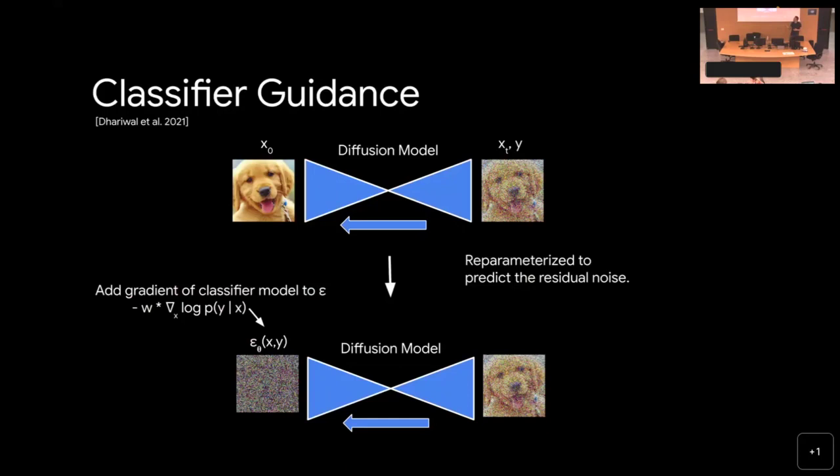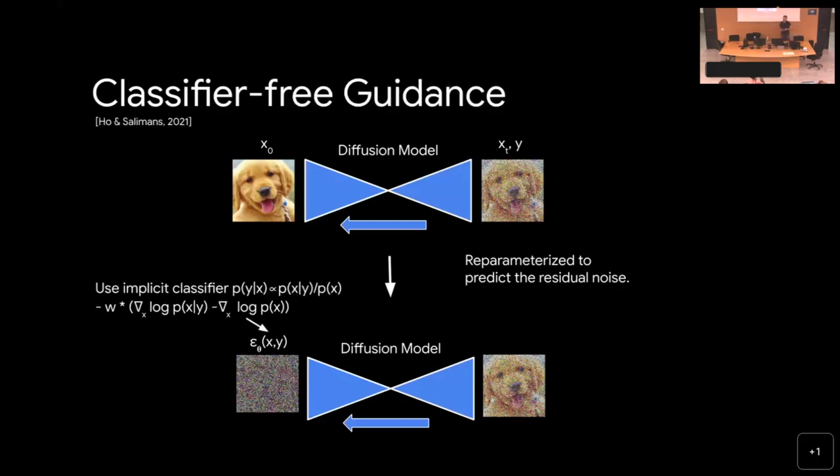So we have a classifier model that takes in the image and it spits out a prediction of the class or the label. And then we say, okay, we only want samples for which we're able to accurately predict the text that we put in. So we want images where the object is clearly visible in the image. And those we consider to be good samples. So that's what classifier guidance does.